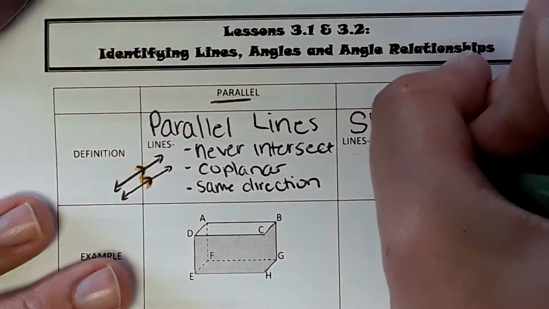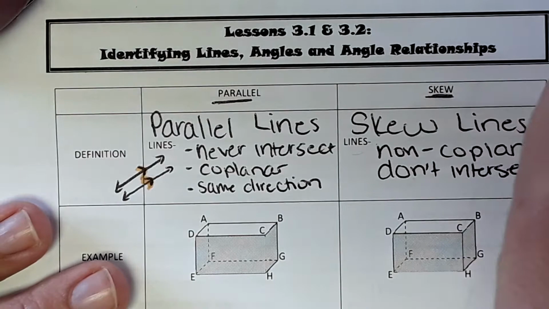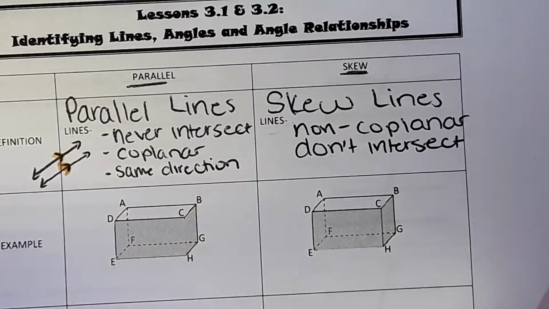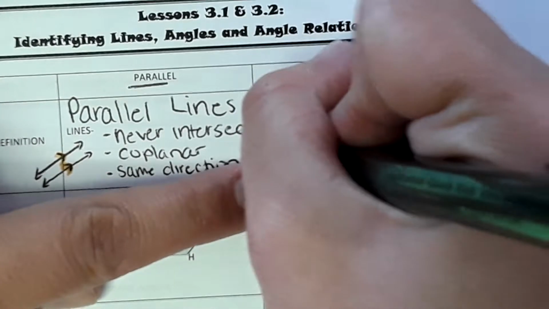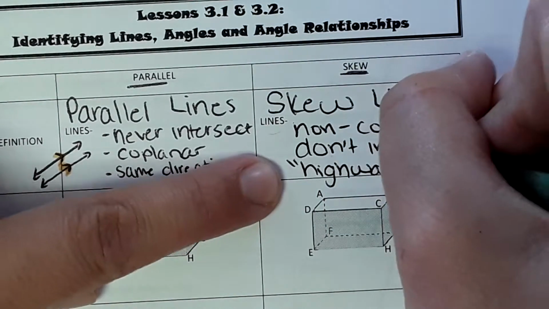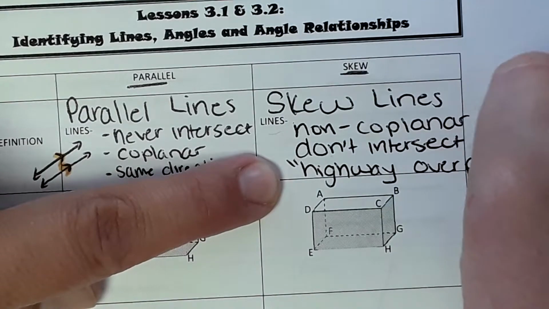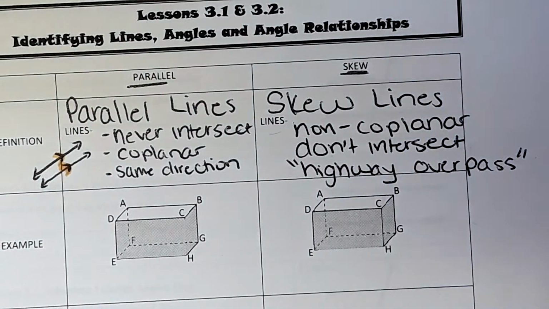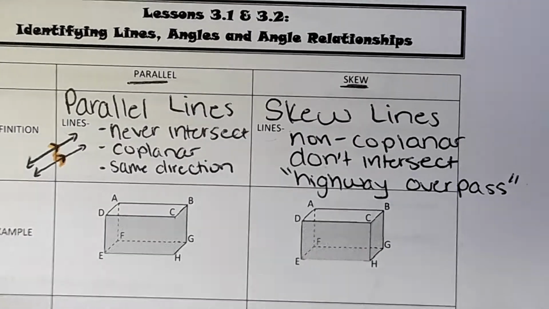They don't intersect. And then, again, it's hard to draw this, but if you think of a visual, it would be like a highway overpass. The 2 highways are crossing, but one's not. You aren't running into the cars on the lower part. So a highway overpass is an example of what skew lines might look like.